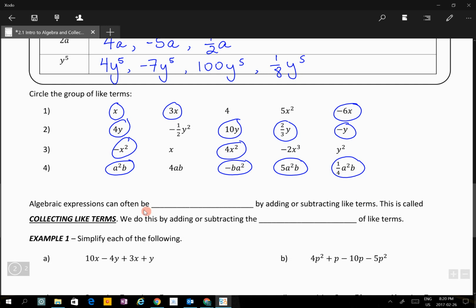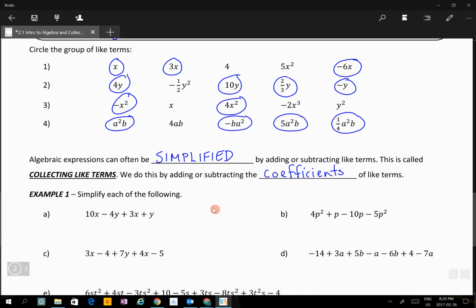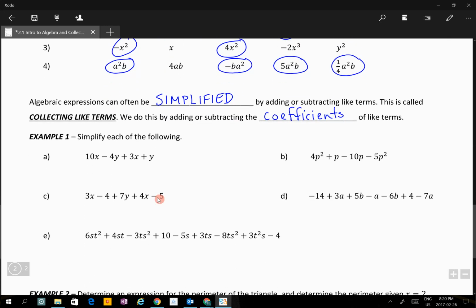Algebraic expressions can often be simplified by adding or subtracting like terms. And this is the entire point of trying to understand what like terms are. So this is called collecting like terms. Okay, we do this by adding or subtracting the coefficients. Okay, so let's show you how this works. I'm going to simplify the following.